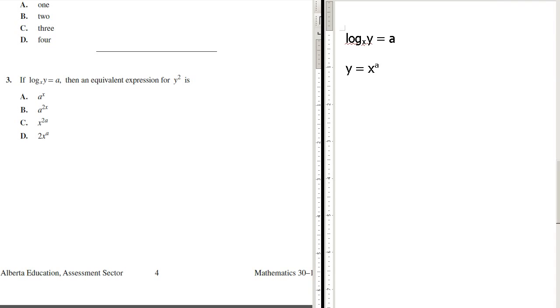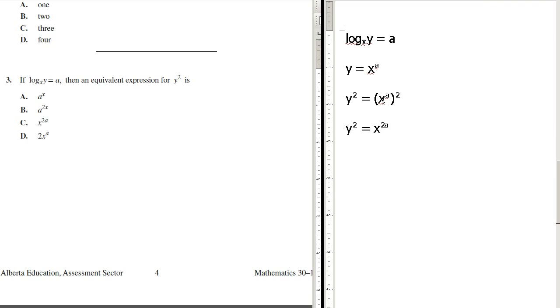Simple as that. So then the question wants to know, what is y squared? Well, we simply square both sides and we get y squared is equal to, let's use brackets here, x to the power of a, squared, like that. And then finally, our final step is y squared is equal to x to the 2a.